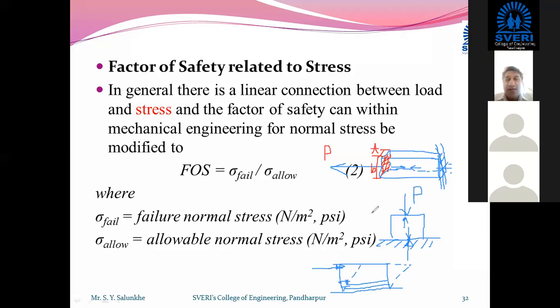Likewise, we can calculate the area which is undergoing the compressive stress, or resisting the compressive force. Likewise, the area which is resisting the shear will be the shear area. So that area we have to calculate. If somebody calculates the area as L multiplied by B, this area is not of any use.